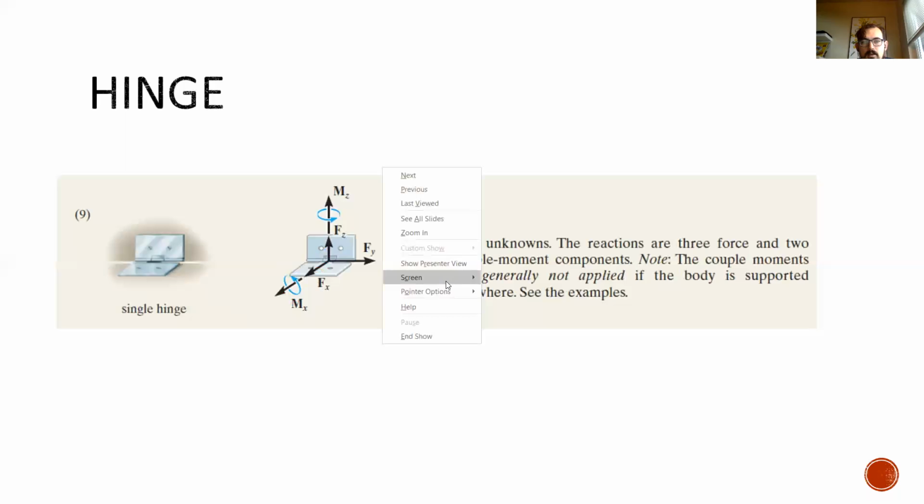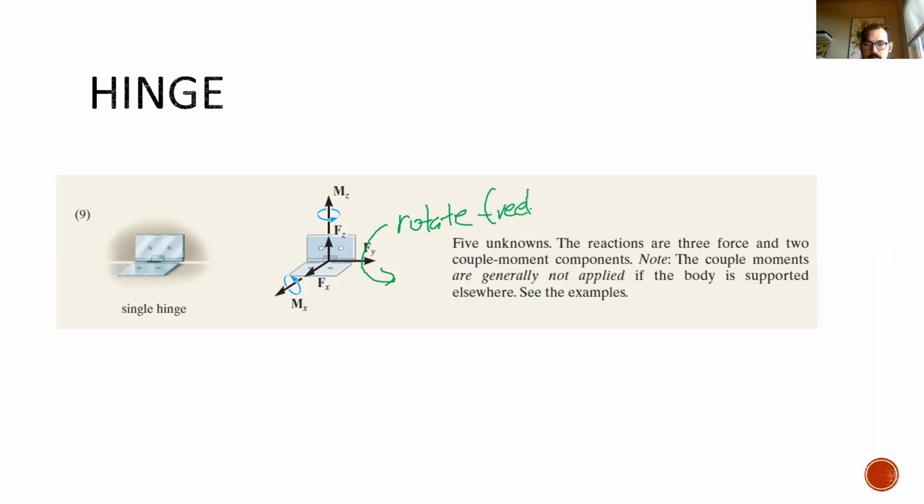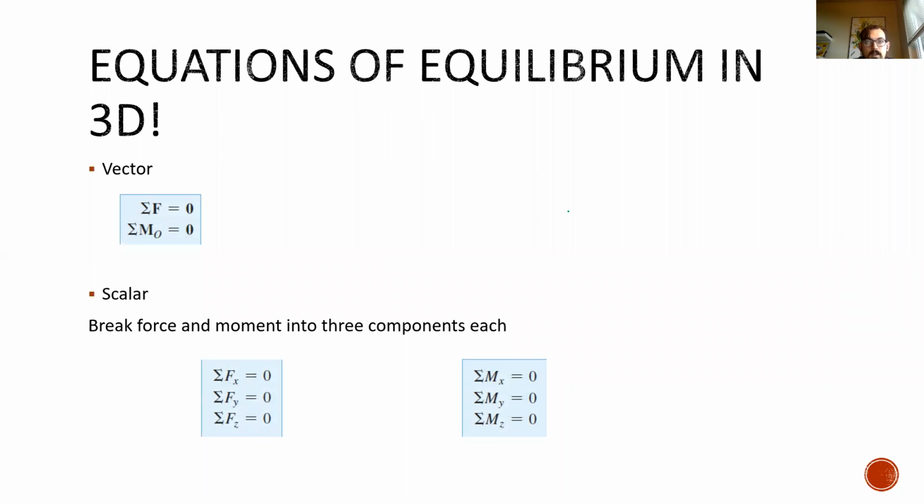So let's just go ahead and add a color here and say, hey, this is rotating freely here. Rotates freely there. All right, so those are all the new connections. And hey, after we draw our connections, we get our free body diagram drawn.